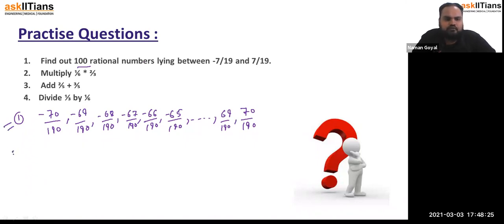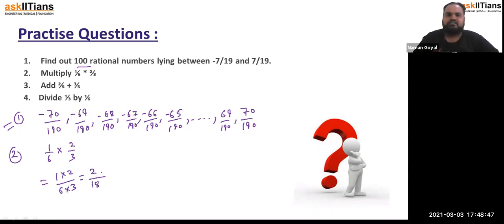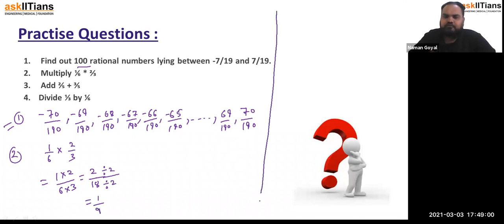Now second is what? We want to multiply 1 by 6 multiplied by 2 by 3. So what we have to do, we have to multiply the numerator part and denominator part. So this quantity becomes 1 into 2 upon 6 into 3, right? So it will be 2 by 18. Now this is not in standard form. So the HCF of 2 and 18 is 2. So we have to divide this quantity by 2 and this quantity by 2. So the answer is 1 upon 9. Are you getting my point?